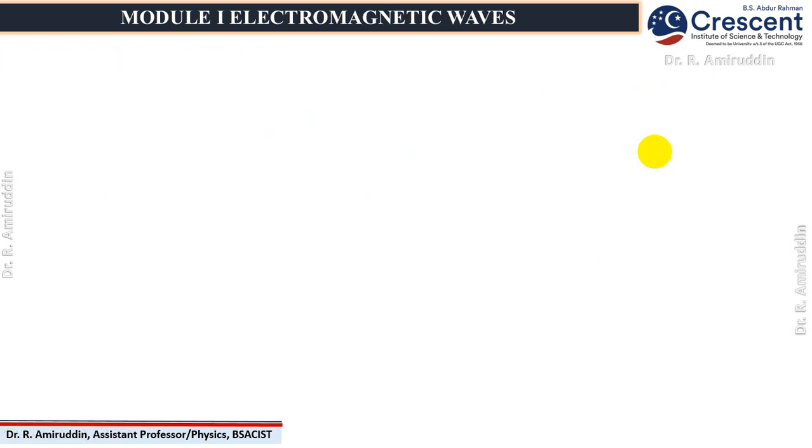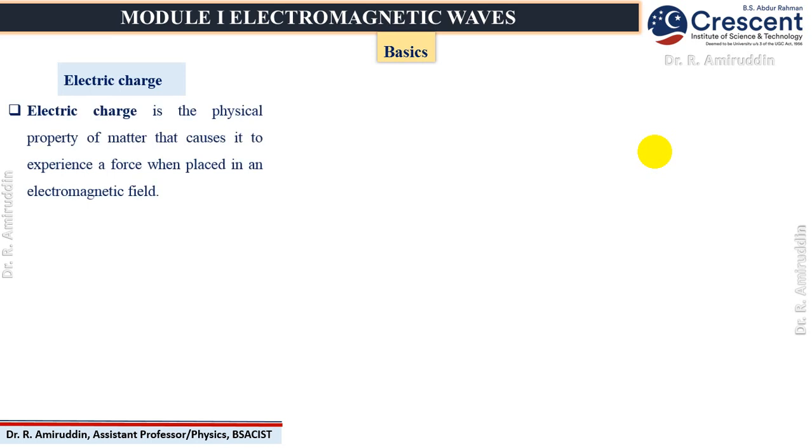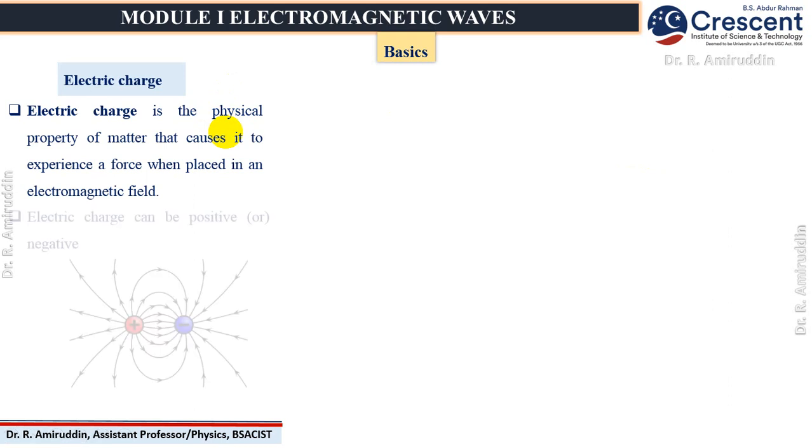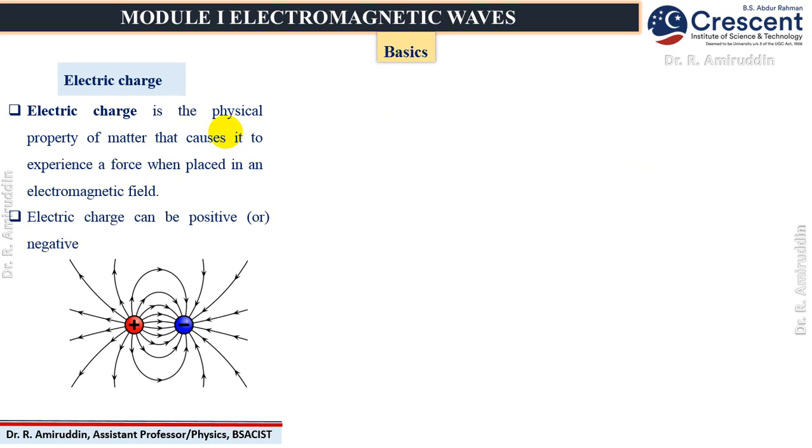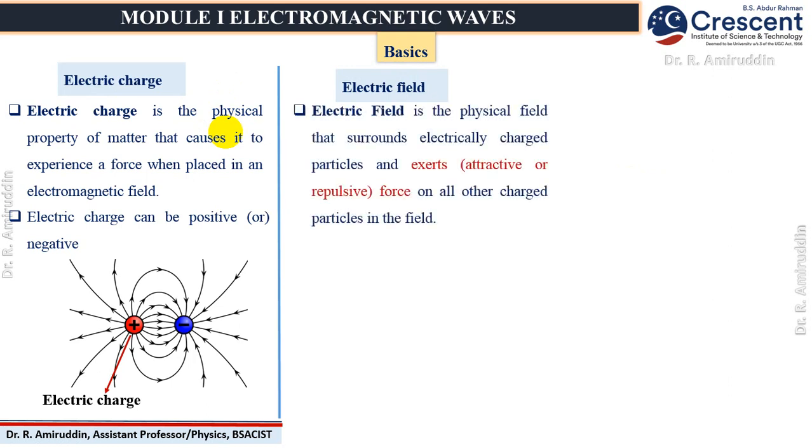Before we enter into the core content of the syllabus, we need to understand some basic concepts related to the course. The first one is the electric charge. The electric charge is the physical property of matter that causes it to experience some kind of force when it is placed in an electromagnetic field. This electric charge can be either positive or negative. The second thing is the electric field, which is the physical field that surrounds electric charge particles, and it exerts an attractive or repulsive force based on the polarity of the charge.